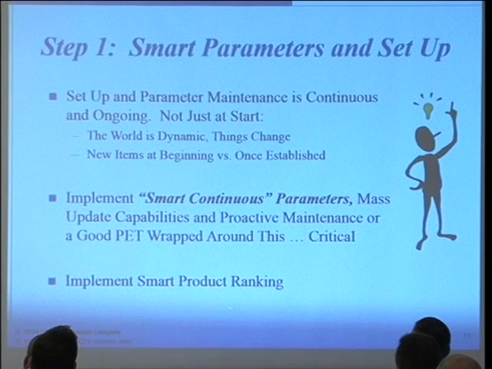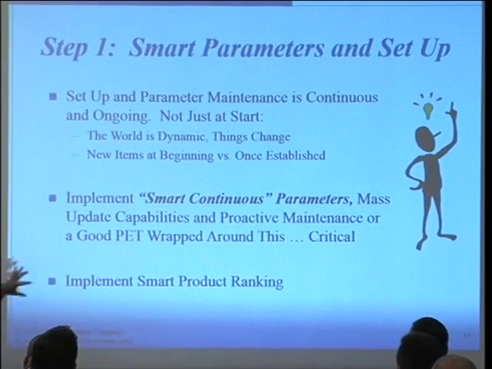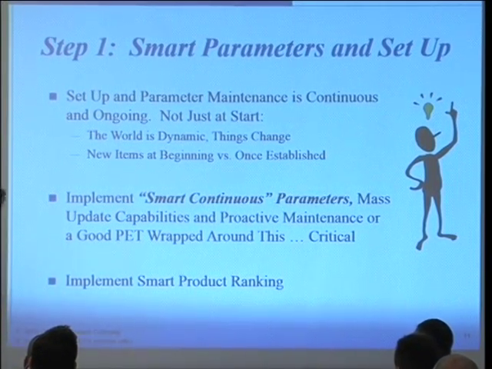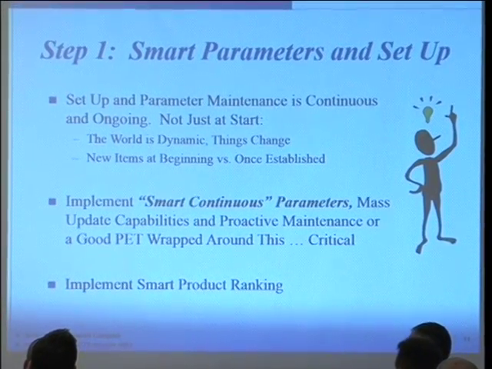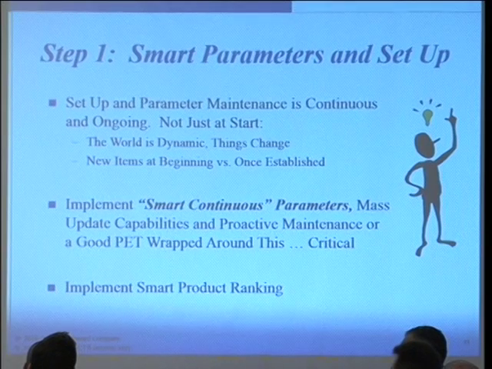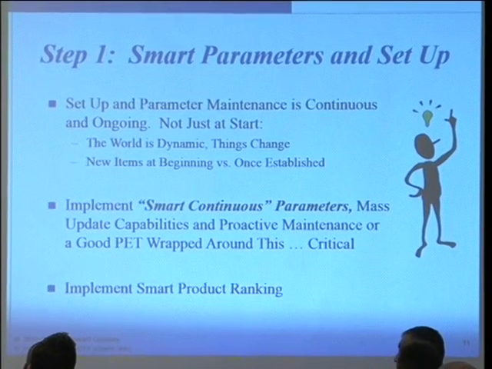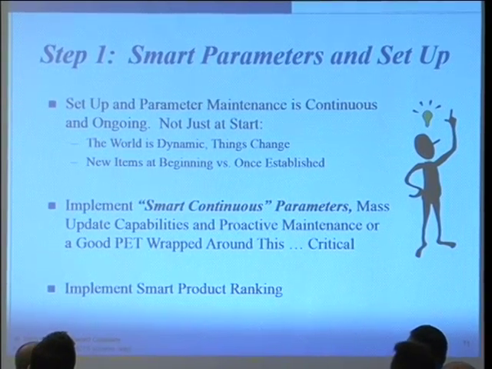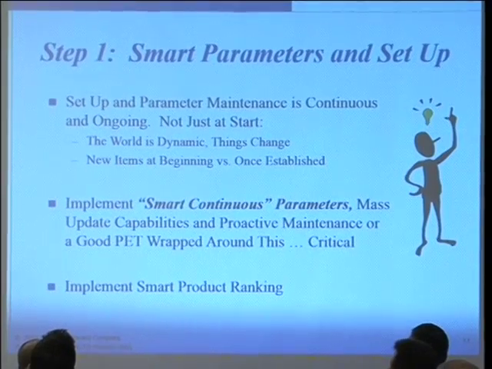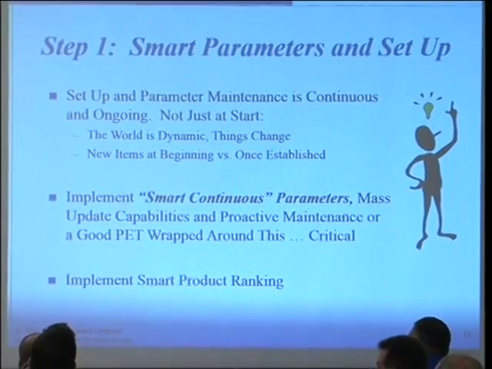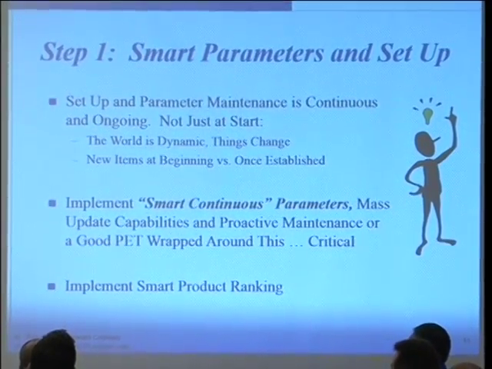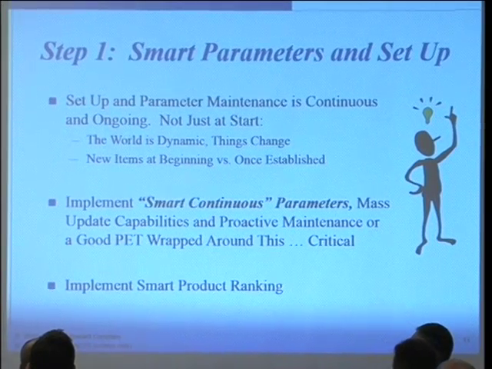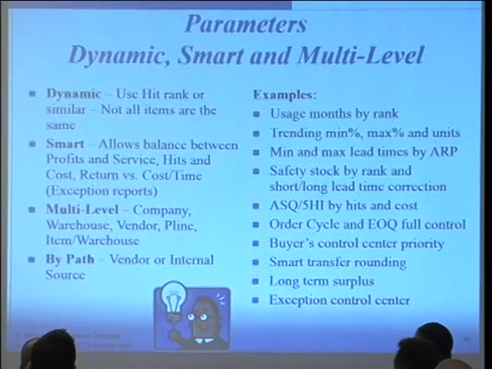Implement smart product ranking. Ranking is so important today to help us set these parameters. An A item is not the same as a D, but yet most of us are still stuck in the 80s and 90s with what? Let's use a backward 6-month, 50% safety, and that's what's applying to everything. That might be good for an A item, but it may not be good for a D. An A and a D item are different. Let's acknowledge that. Our system will allow us to acknowledge it, and let's use parameters accordingly.